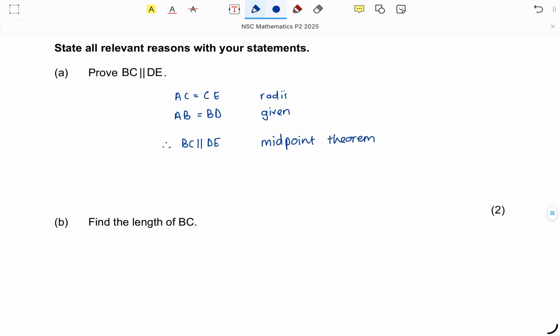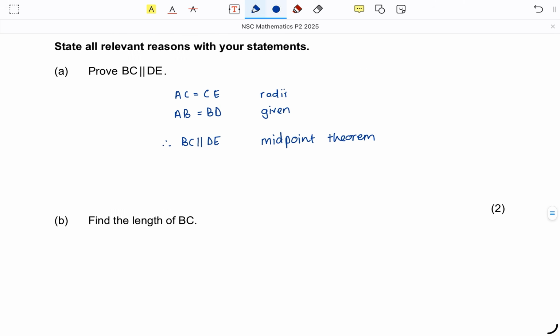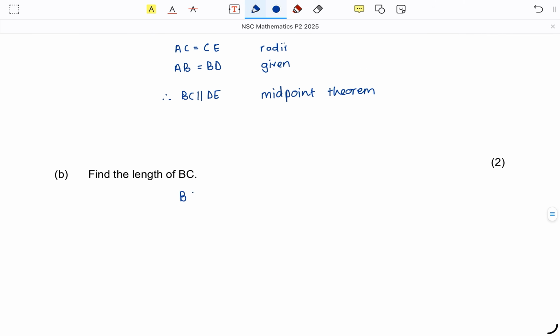Then it says find the length of BC. Well, because we've proven midpoint theorem, we can use that to calculate the length of the line. We know that this little line BC is half of this side of the triangle. So that is one thing that we can use. The reason why I'm thinking of that is because BC does not have enough coordinates to do distance formula, but DE does. So first I'm going to state that I know BC is half of DE, and this would be because of midpoint theorem.